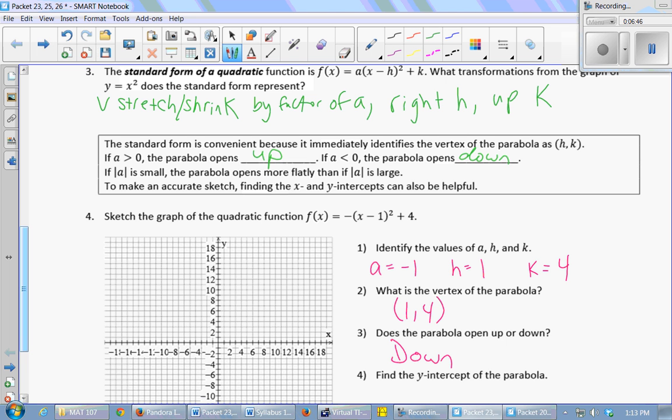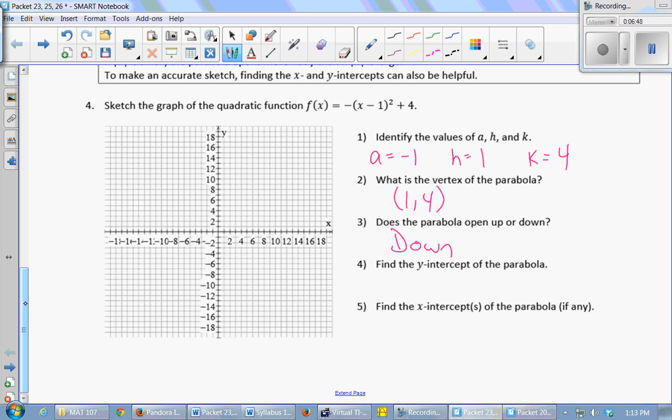And then let's find the y-intercept and the x-intercepts, because that will help us finish the graph. So finding y-intercepts and x-intercepts is something you need to be able to do on this upcoming test. So this is good practice. So to find a y-intercept in general, what do you do? Plug in 0 for x. Yeah, plug in 0 for x. So I do f of 0, and that would be negative 1 plus 4, which is 3. So (0, 3) is my y-intercept.